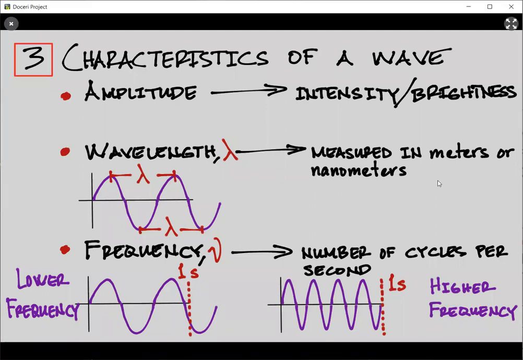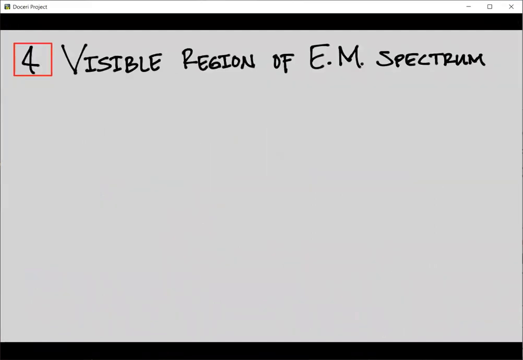All right, let's move on to the next concept here. Concept number 4 is regarding the visible region of the electromagnetic spectrum. Electromagnetic radiation spectrum, I should say. So again, the visible region of the electromagnetic radiation spectrum is actually just a small region of the spectrum.